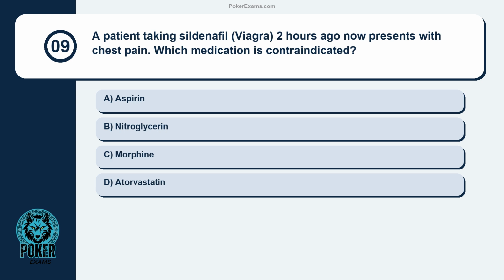Question 9. A patient taking sildenafil, Viagra, 2 hours ago now presents with chest pain. Which medication is contraindicated? Aspirin, nitroglycerin, morphine, atorvastatin.